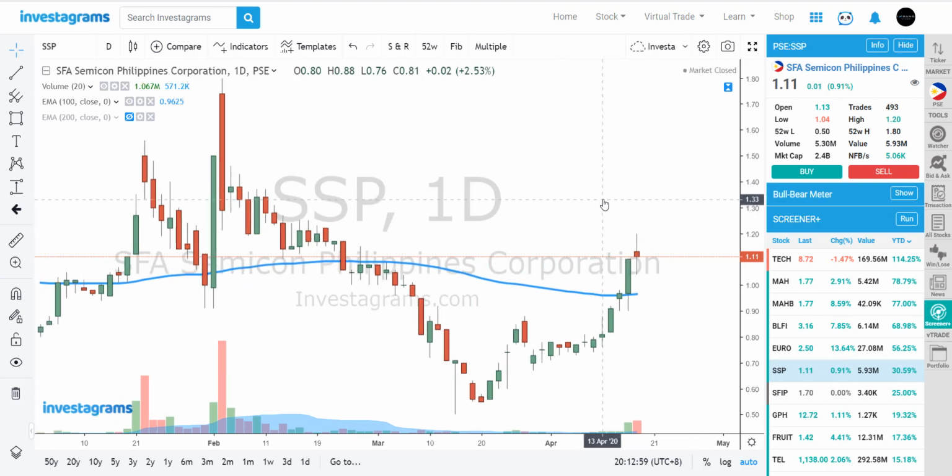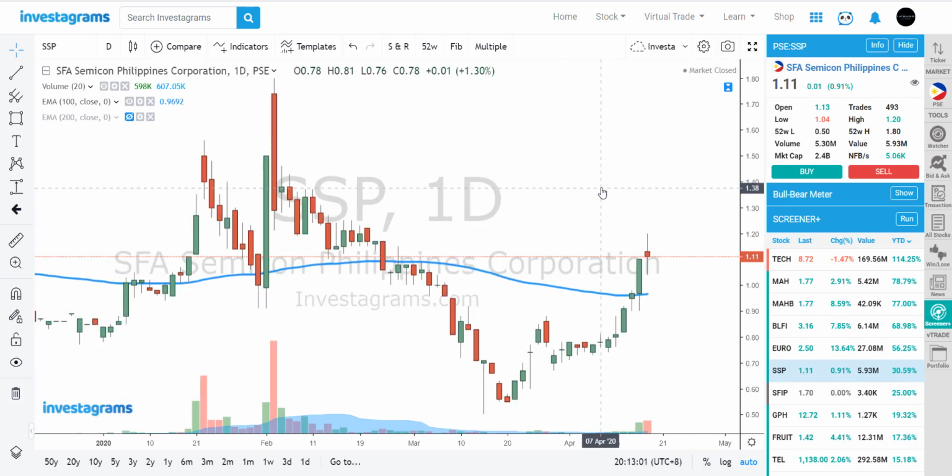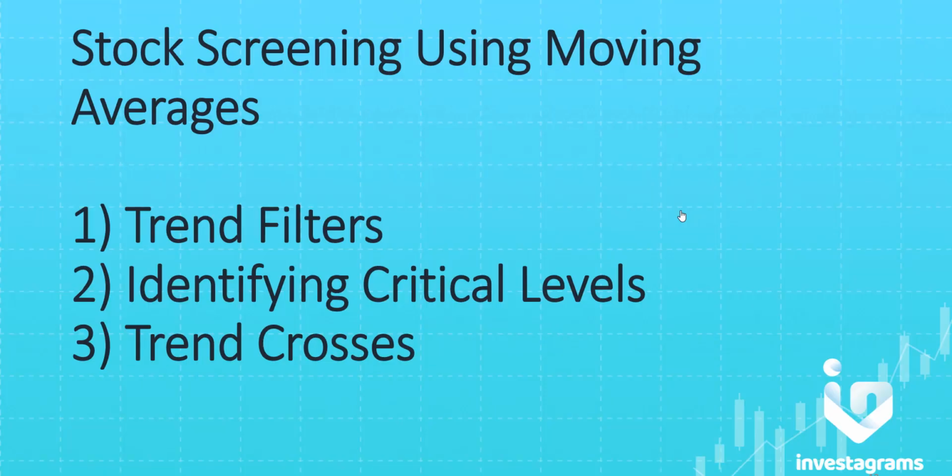So stay tuned for our next lesson. I'm going to discuss how we use the stock screener, the Investagrams screener, to find moving average crosses.